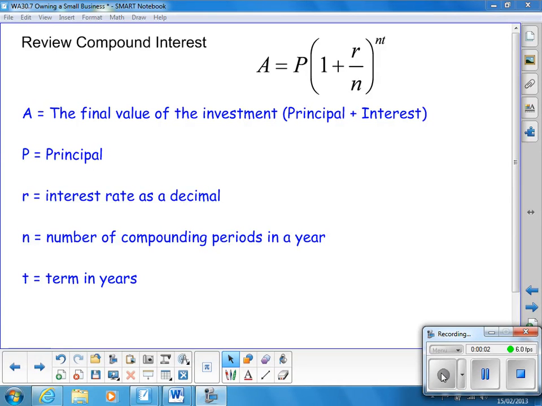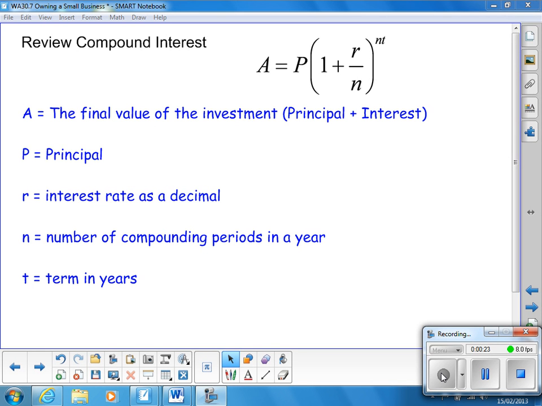Today's lesson is a continuation of starting a small business, outcome 30.7. We're going to review the compound interest formula, which you would have used in Math 20. A stands for the final value of the investment, the principal and the interest. So remember that it includes all the money. Maybe that helps with the A.